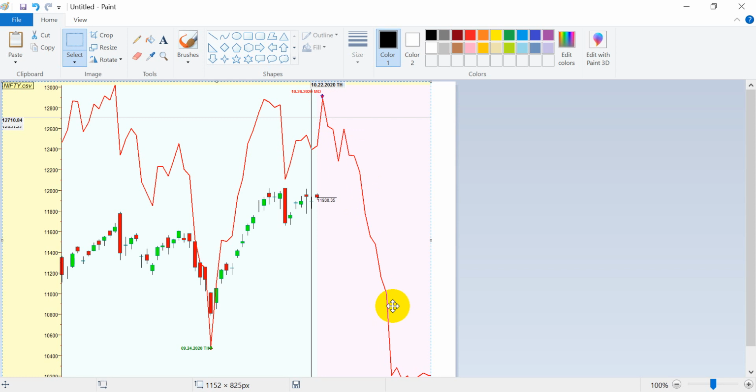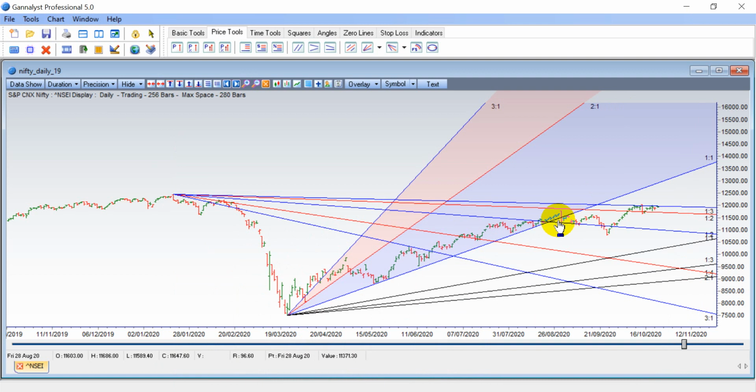So basically I wanted to discuss NR4 with inside bar, a very good pattern. Whenever it is formed, you tend to see a good move in the market. Let's see what the market has in store.